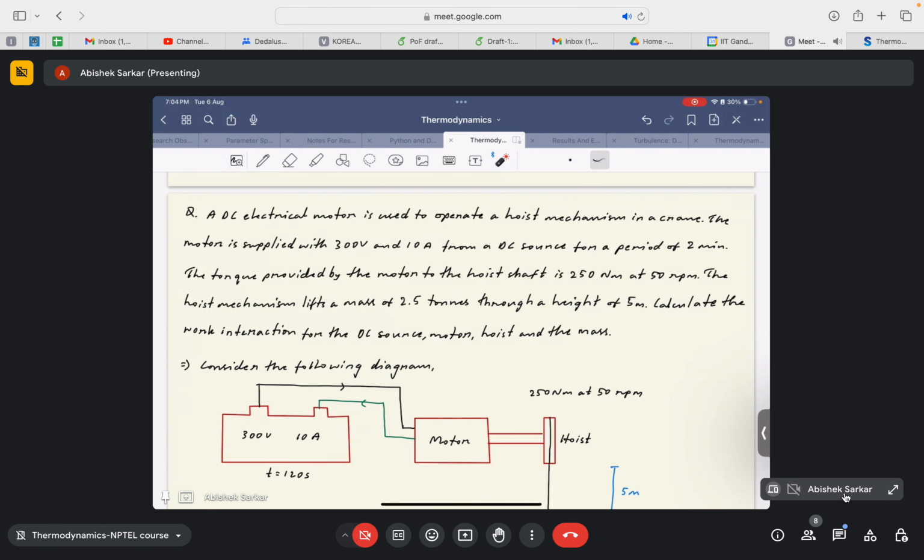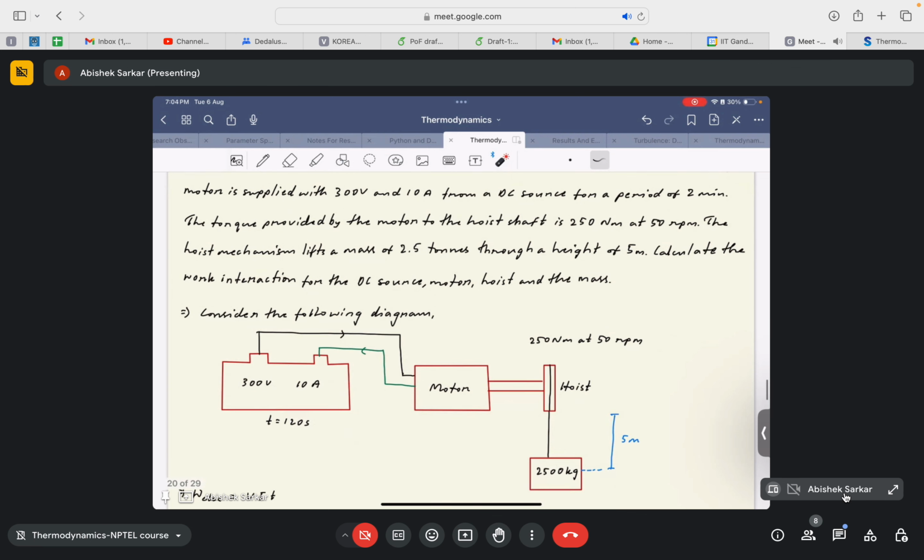Okay, we'll see how different kinds of work interactions are achieved, and how the equation, that is, the summation of all work interactions in the system, is 0. Okay, so we will see that. So first we can draw the diagram. Okay, so we draw a diagram for the electrical motor. Okay, so the electrical DC source and the motor. Just 1 minute.